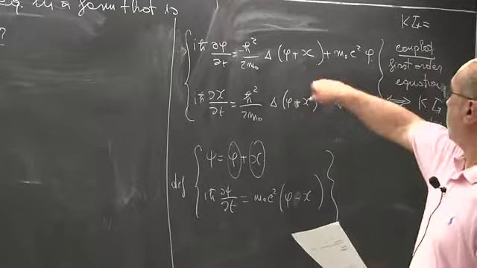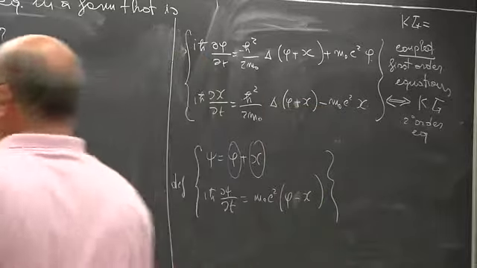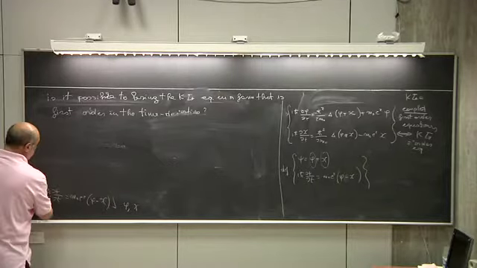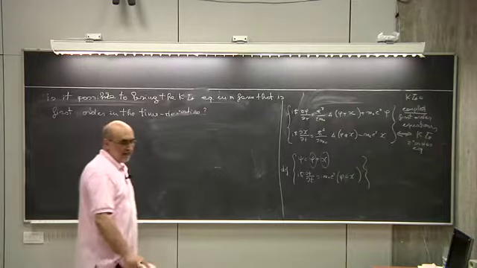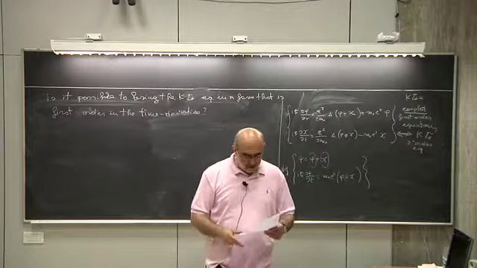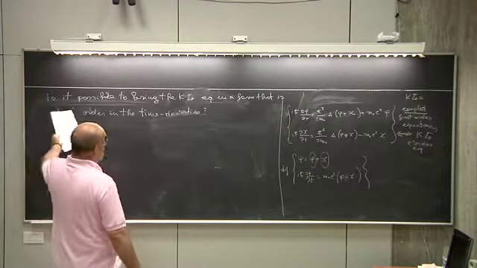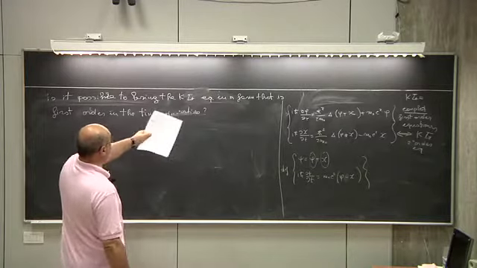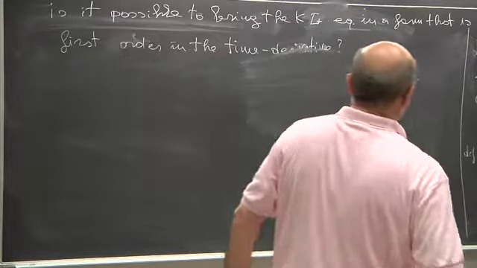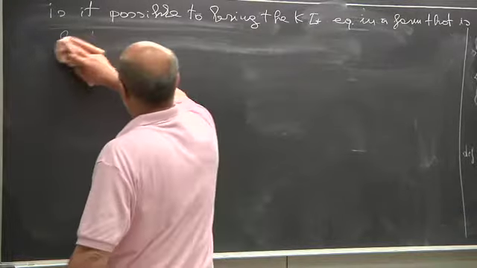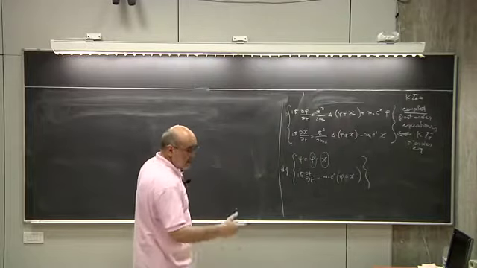Thanks to these fields, I can write the Klein-Gordon as a coupled system. Now, is there a manner to write these two equations in a more compact form? Yes, there is. Remember that we are still answering: is it possible to bring the Klein-Gordon equation into a form that is first order in the time derivative? There is, so the answer is positive. But now I don't like these; there is a manner to write them in a more compact form.